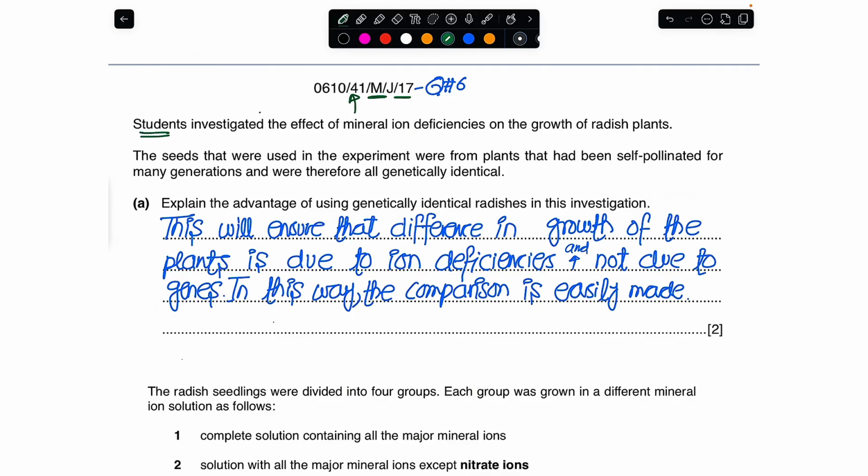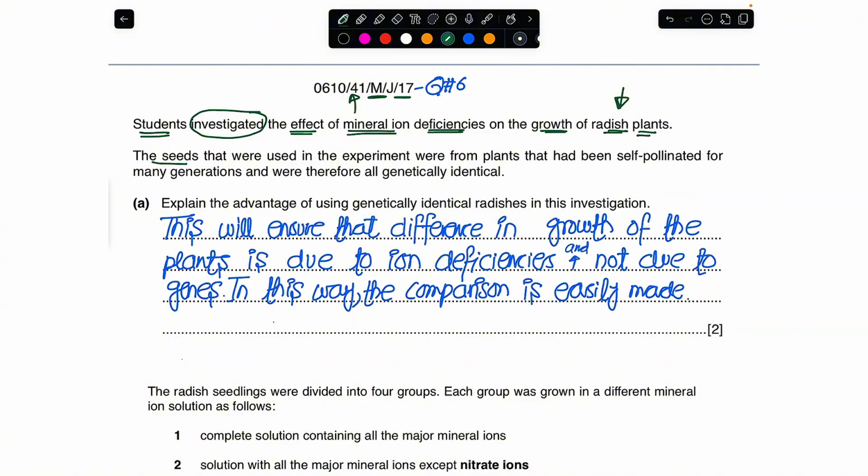Now what the student tried to do was to investigate the effect of mineral ion deficiencies on the growth of the radish plant. Okay, so we have the radish plant, and the scientist or the student intentionally would bring on some kind of mineral ion deficiencies, and they would see how this is affecting the growth of the radish plants.